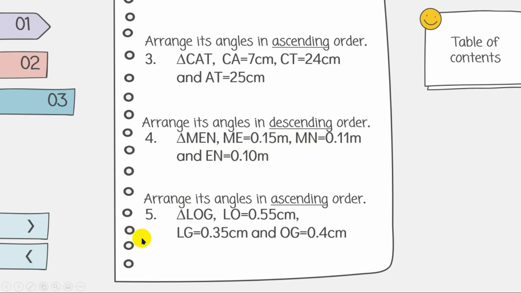Then, for number 5, ascending po ulit, triangle LOG. Side LO is 0.55 centimeters. Side LG is 0.35 centimeters. And side OG is 0.4 centimeters. Ascending is maliit, papalaki. Okay, so pause this video for a while and then write your answer on your notebook first before you type it on the comment section below.